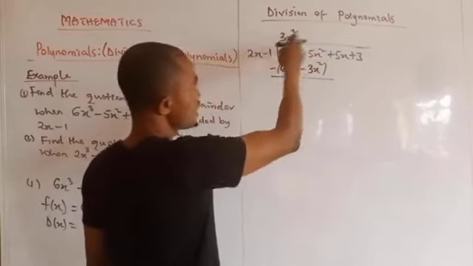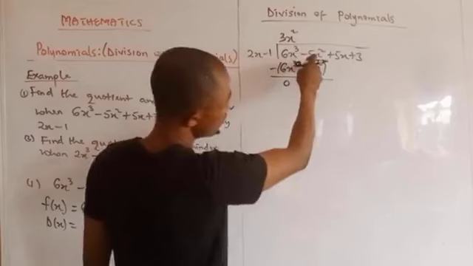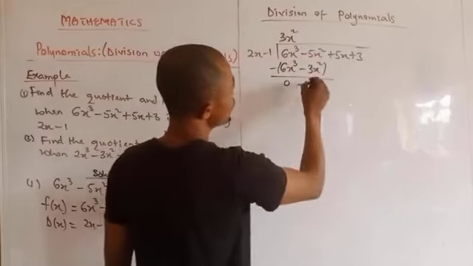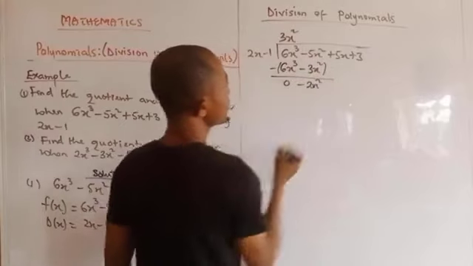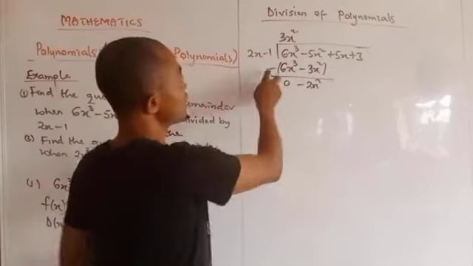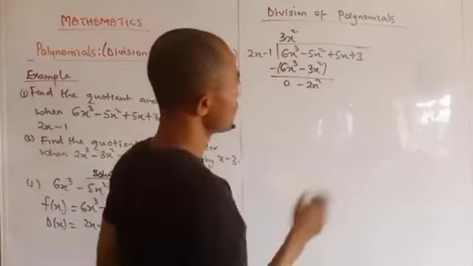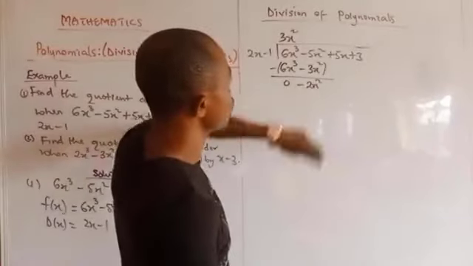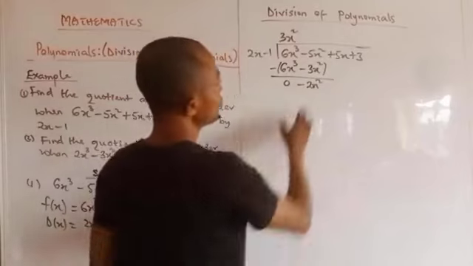Minus 5x squared minus 3x squared is going to give us minus 2x squared, because negative multiplied by negative gives positive. So minus 5 plus 3 will give us minus 2. So we are through with this.